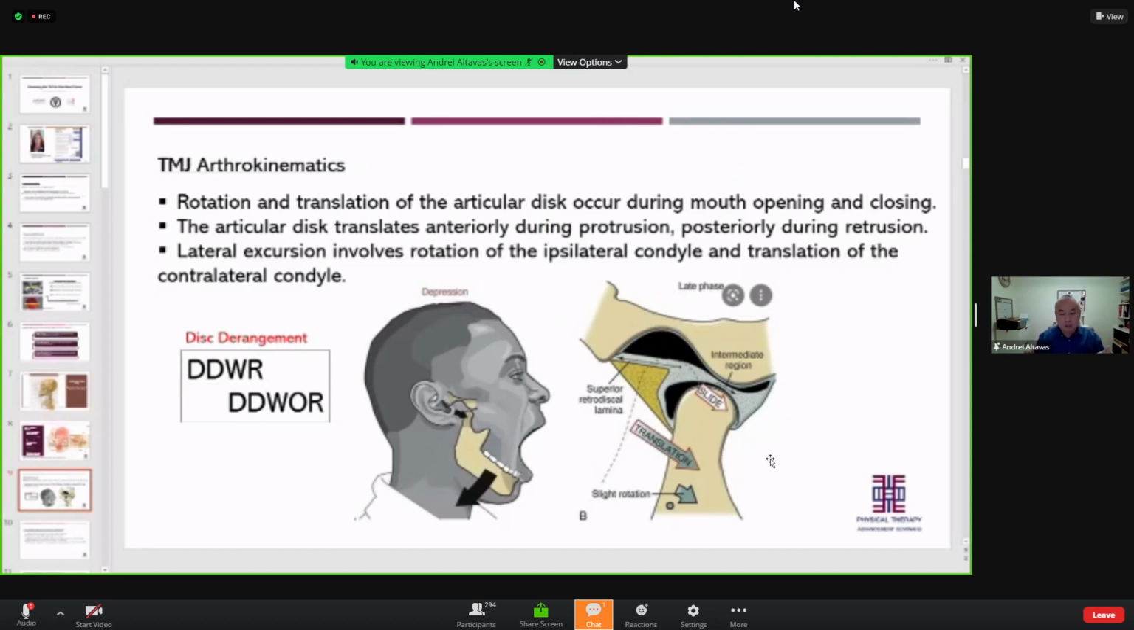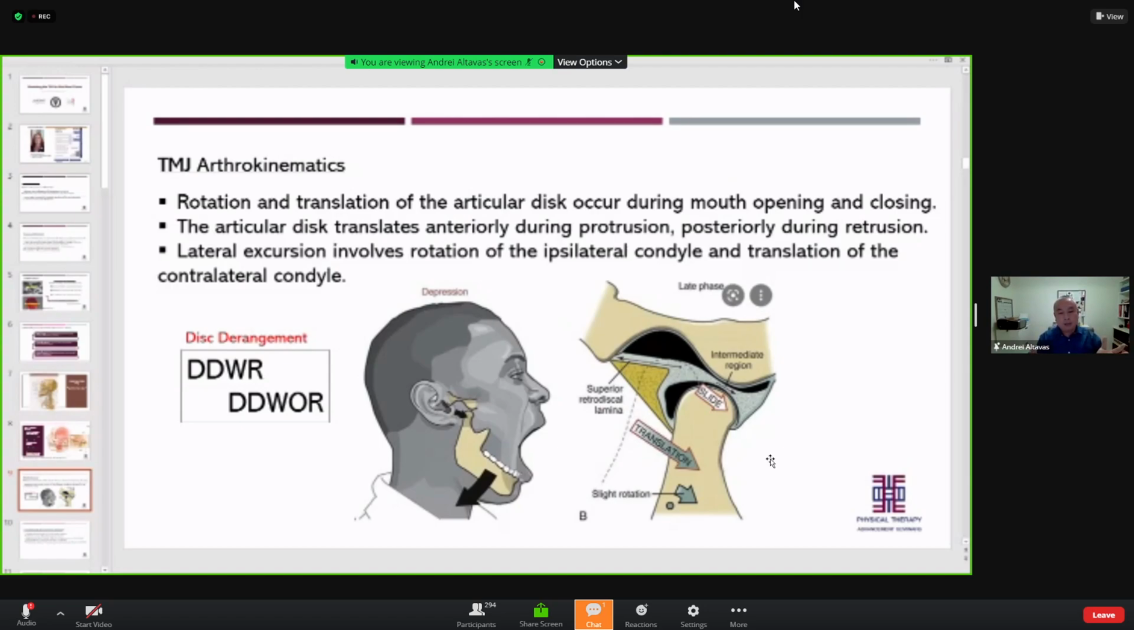But this is very easy to see, and it actually is very simple to understand. You just have to remember that the joint rotates and then translates during mouth opening and closing. The articular disc also translates anteriorly during protrusion. Okay, so you know what protrusion is. We're going to review that in a bit. And then it rotates posteriorly during retrusion. So protrusion is bringing the jaw forward. Retrusion is bringing the jaw backward.